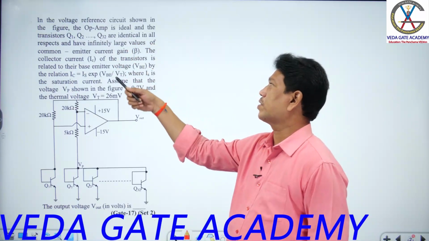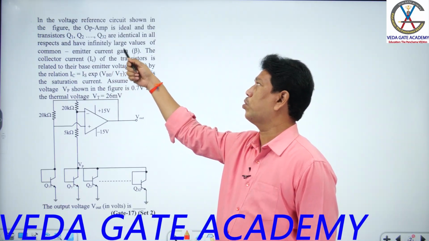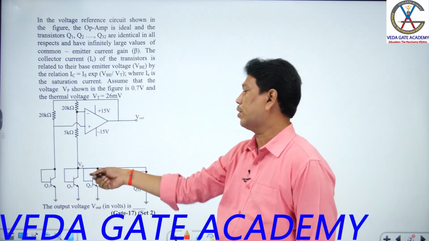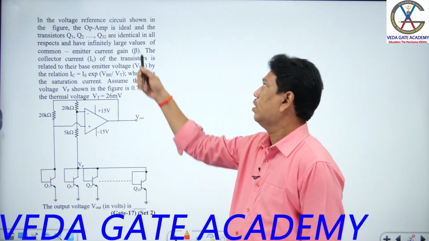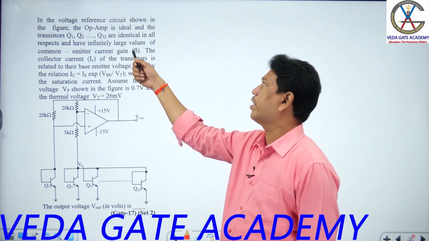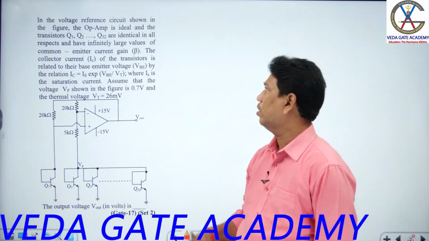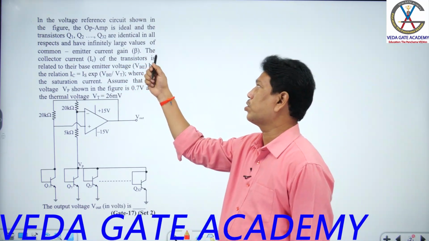In the voltage reference circuit shown in the figure, the op-amp is ideal and the transistors Q1, Q2, and so on up to Q32, a total of 32 transistors, are identical in all respects and have an infinitely large common emitter current gain beta. Beta is large, so IC equals IE, students.